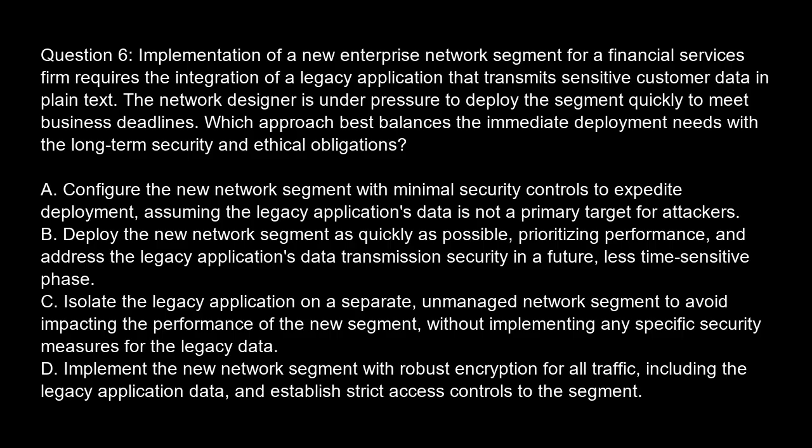Option A. Configure the new network segment with minimal security controls to expedite deployment, assuming the legacy application's data is not a primary target for attackers. Option B. Deploy the new network segment as quickly as possible, prioritizing performance, and address the legacy application's data transmission security in a future, less time-sensitive phase. Option C. Isolate the legacy application on a separate, unmanaged network segment to avoid impacting the performance of the new segment without implementing any specific security measures for the legacy data. Option D. Implement the new network segment with robust encryption for all traffic, including the legacy application data, and establish strict access controls to the segment.